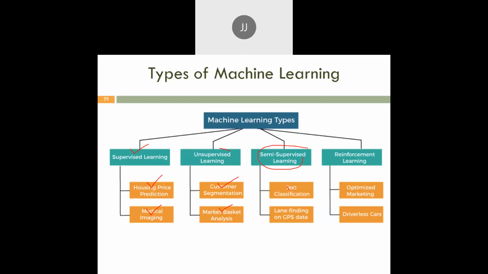So we can perform text classification and also lane finding on GPS data. So this is more on finding the lane using the GPS data that we have. And this one is the reinforced learning. So they learn incrementally, learning all the details once they have finished one stage. So they keep learning every time you train them.